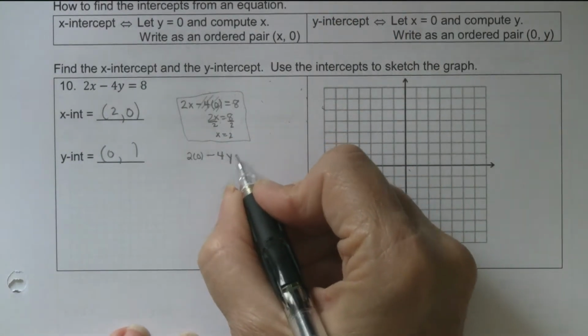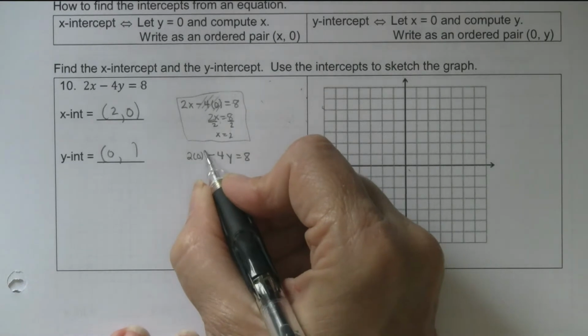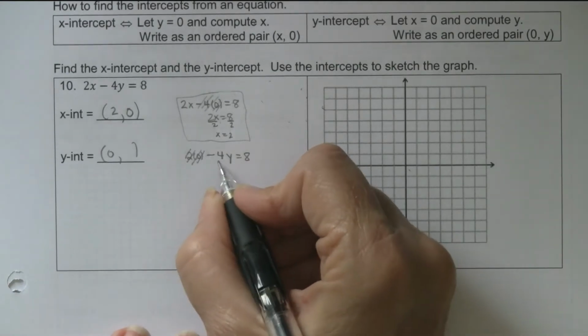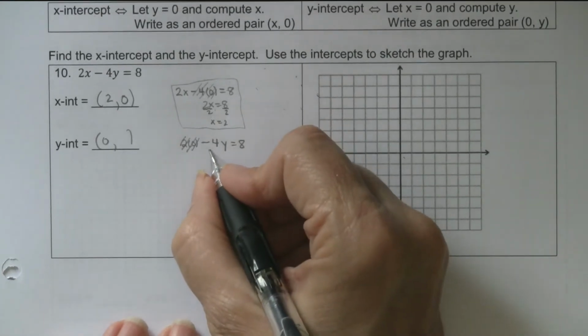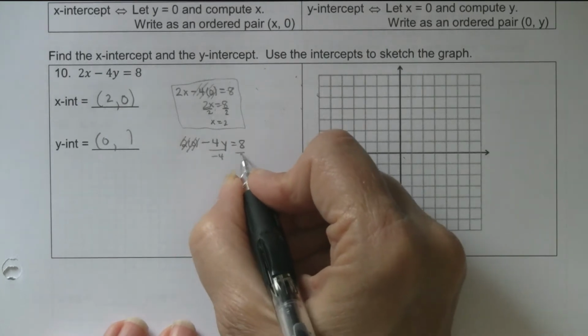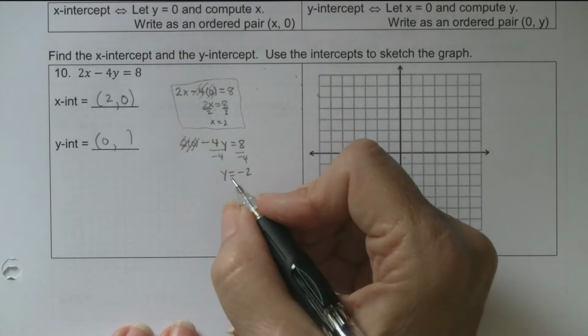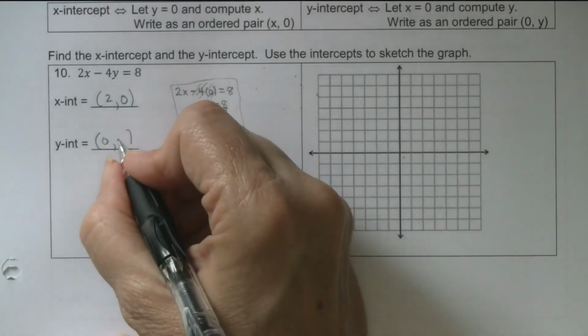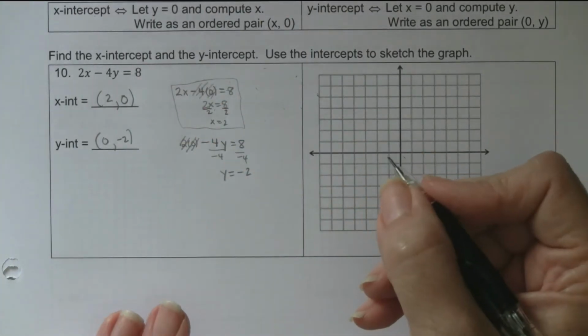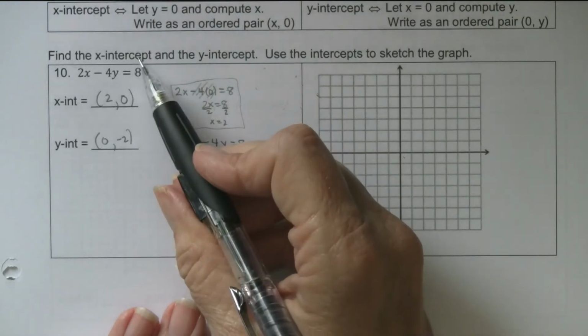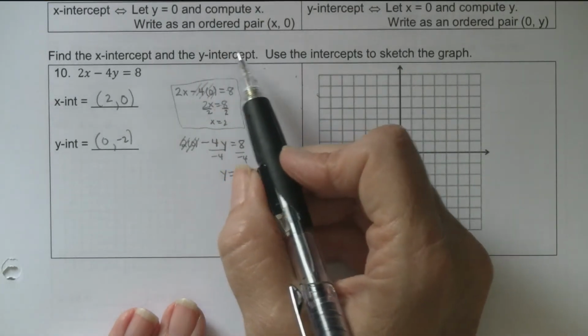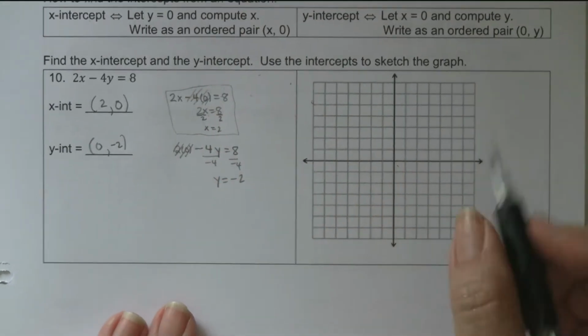Minus 4 times y equals 8. This is gone. So I'm going to divide by negative 4. Y equals negative 2. Then it says, find the x-intercept and find the y-intercept, and then use the intercepts to sketch the graph.